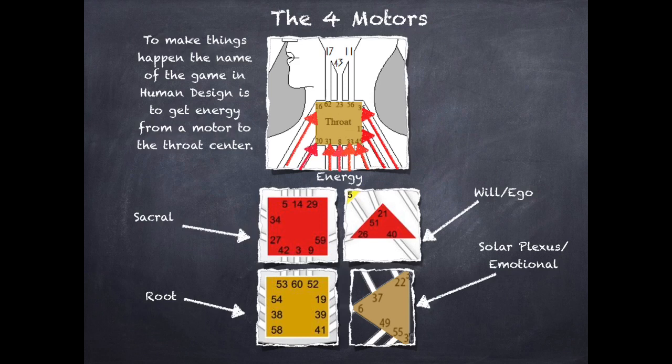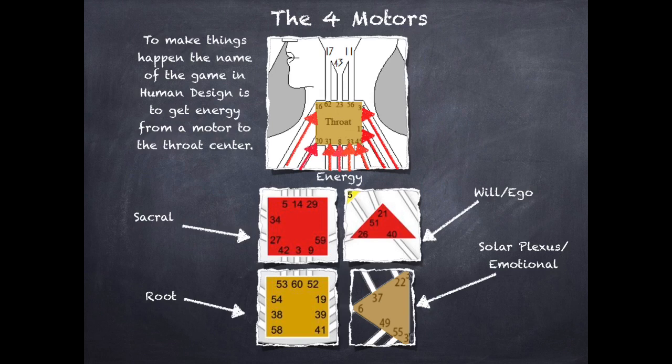And another way to get a motor to the throat that you can experiment with is what's called transits, or when certain planets hit certain parts of the astrological chart or gates of the body graph. And when they land on these particular gates, the theory is that the energy of that particular gate becomes available to everyone.